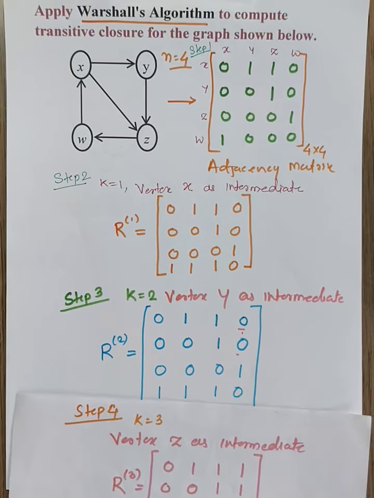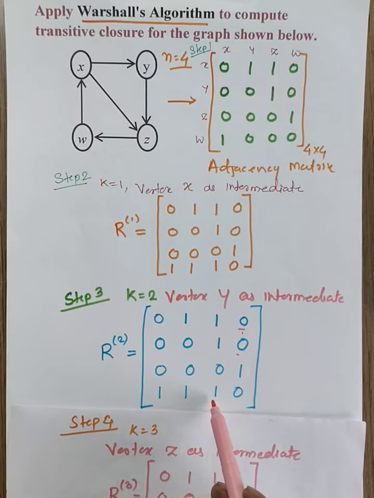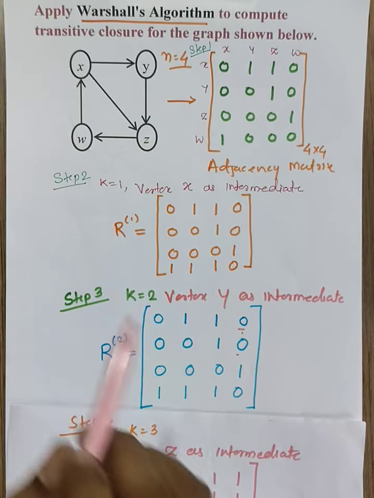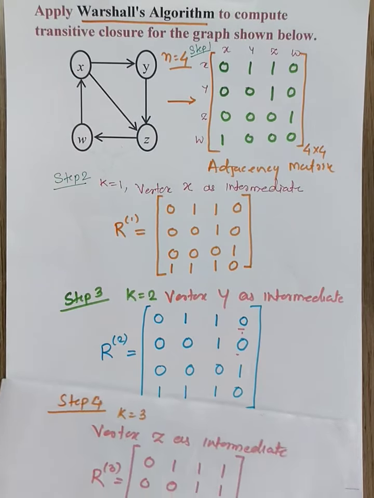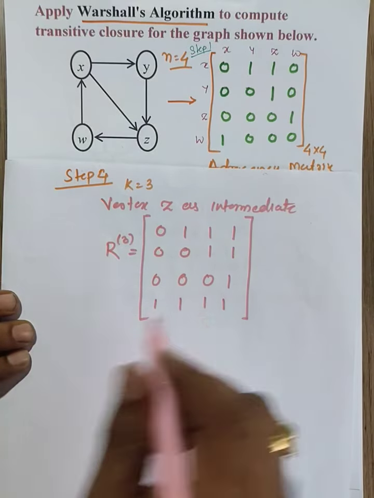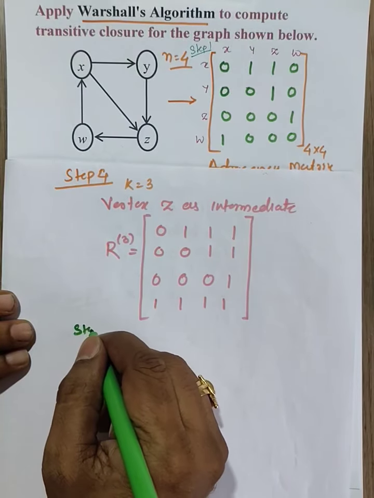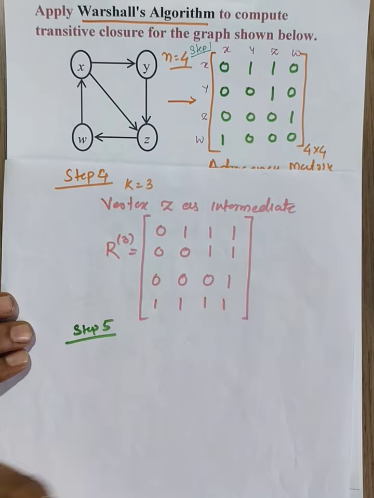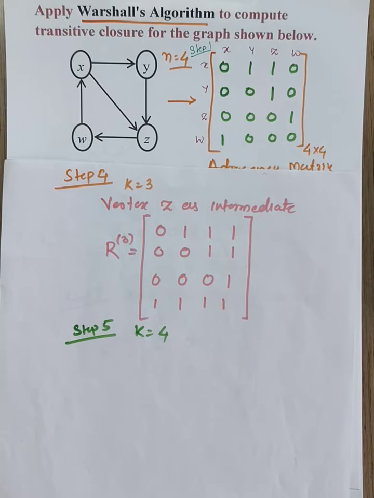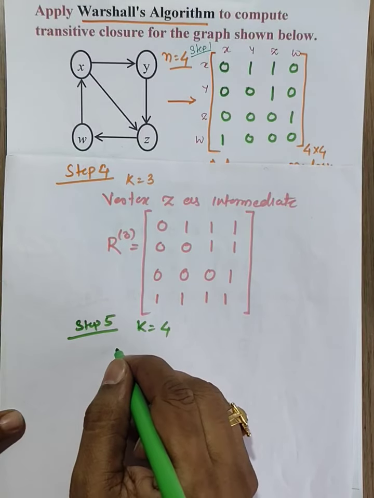Next, w, with z as an intermediate vertex. If z is an intermediate vertex, you check here first 3 1s are there, only w to w. If z is an intermediate vertex, you can take w to w. Means these are all 1s, 1, 1, 1, 1. Right. Next, step 5, k equal to 4. Total number of vertices is 4, and k equal to 4 means you can stop. This is the last step.